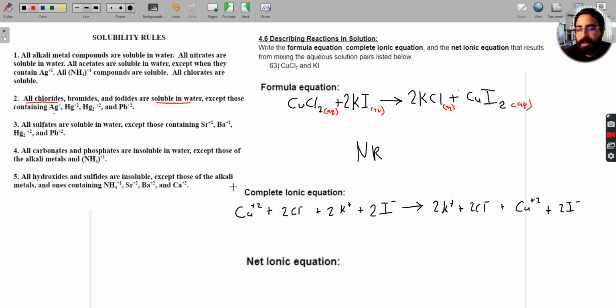But if you take a look at it, the Cu appears on both sides. The two chlorines appear on both sides. The two Ks appear on both sides. The two Is appear on both sides. So nothing reacts. Nothing reacts because it's the same on the left as it is on the right.